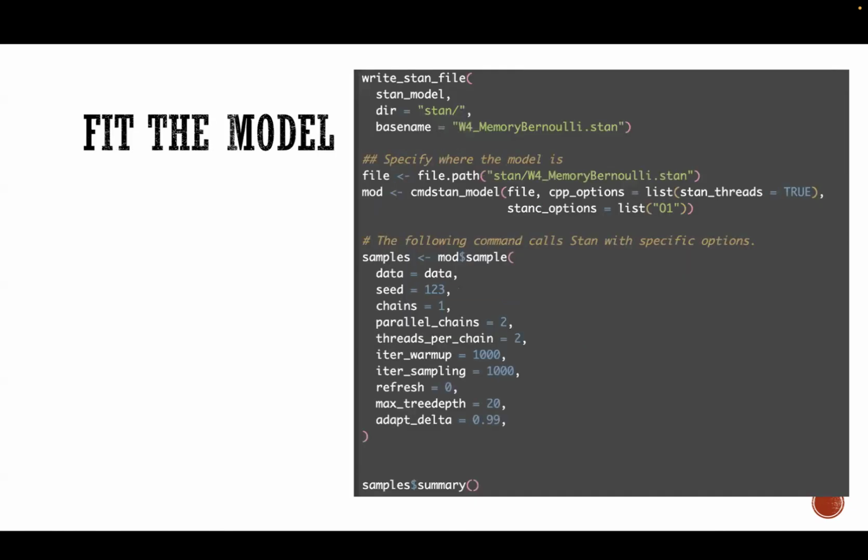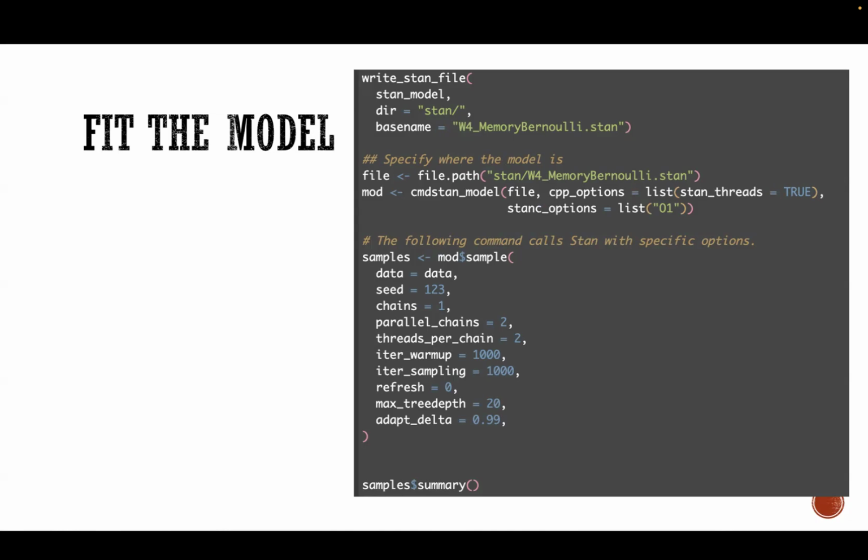So we fit our model, which means we write the Stan code that we wrote before. We specify where we've written it up. We compile the model, and then we use the compiled model to fit to the data. Are there questions on this code? Right, this is exactly the same code we've seen last week.